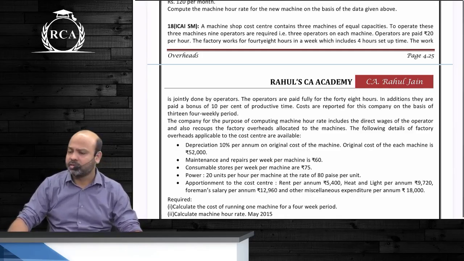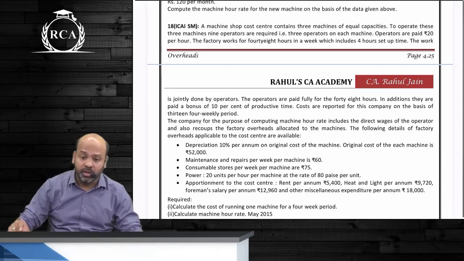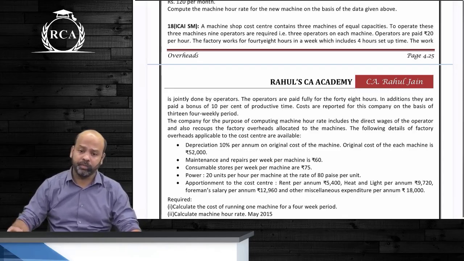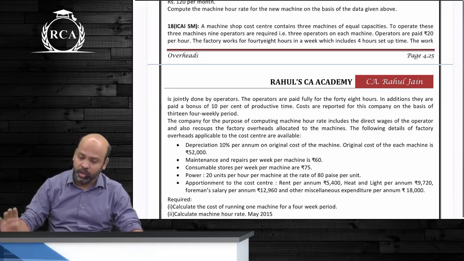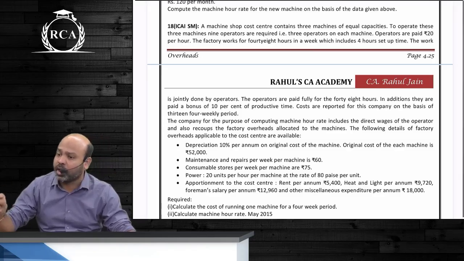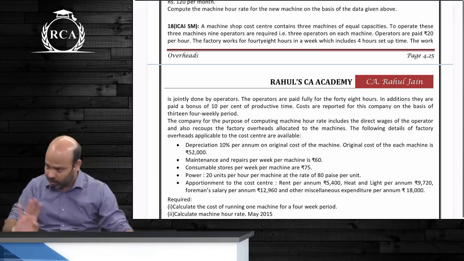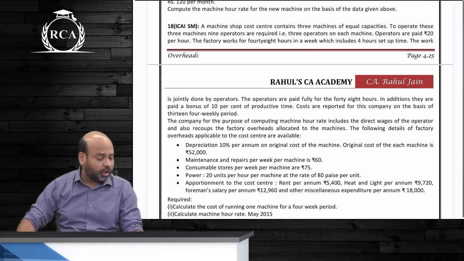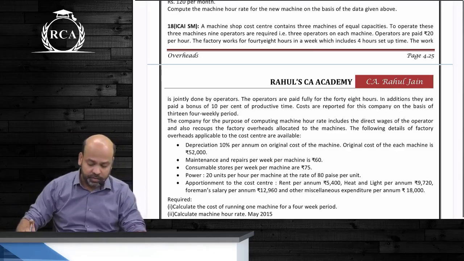Did you understand, guys? What is the significance of this, beta? Productive time. Setup time will now be considered as unproductive. That means you will not even consider it in the number of hours. You will take 44 hours multiplied by 4 weeks. That itself will be your total number of productive machine hours.